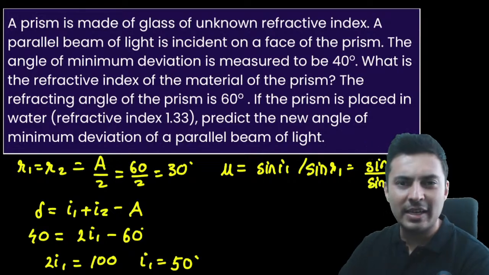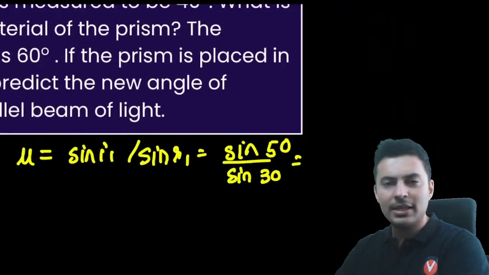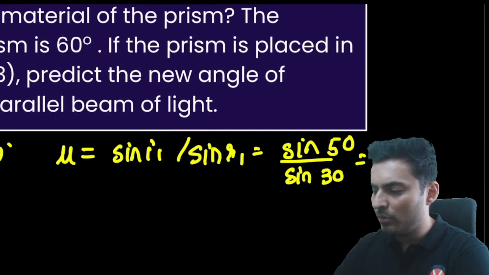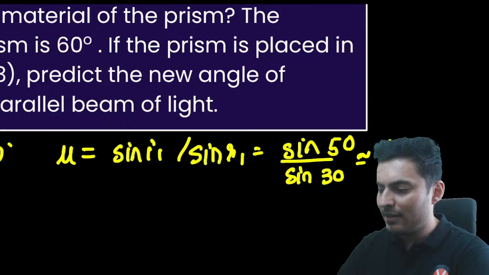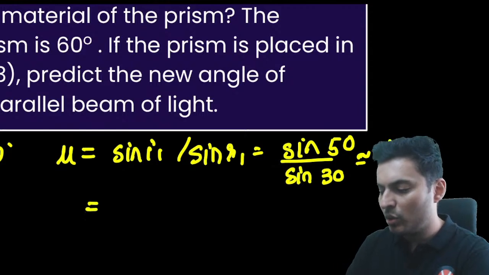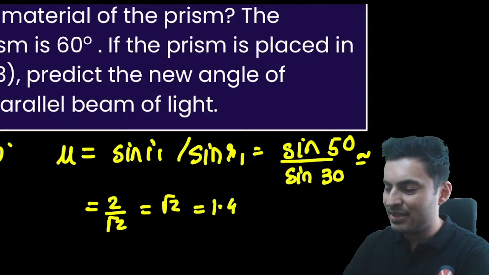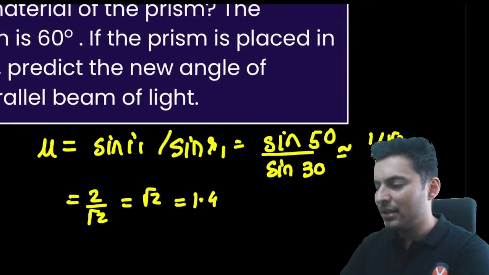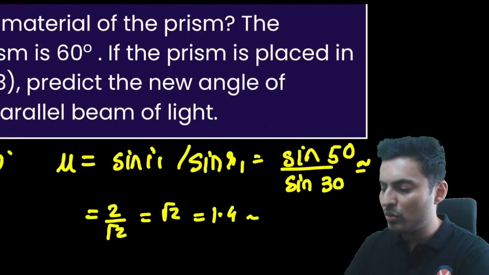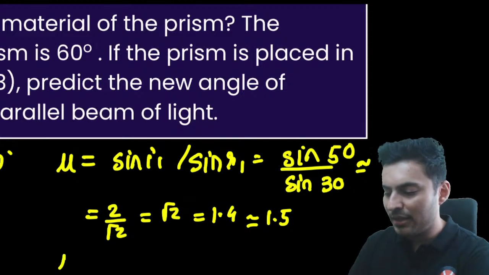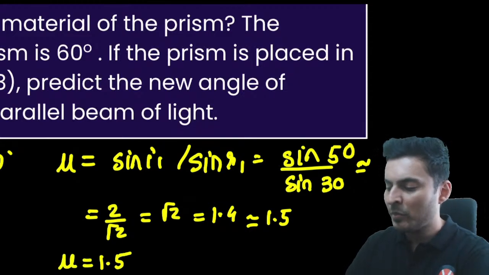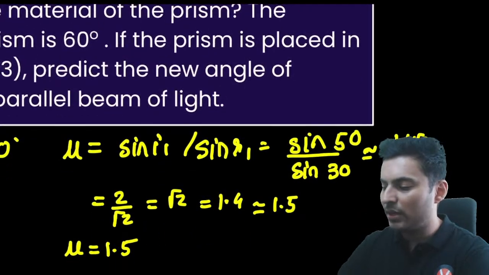Sine 50 is almost like sine 45. So you can almost approximately say it is 1 by root 2. Sine 30 is 1 by 2. So it will become 2 by root 2, which will make it root 2, which will make it 1.4. But because I took an approximate value, I think the actual answer will be close to 1.5. So I think the refractive index will be 1.5.